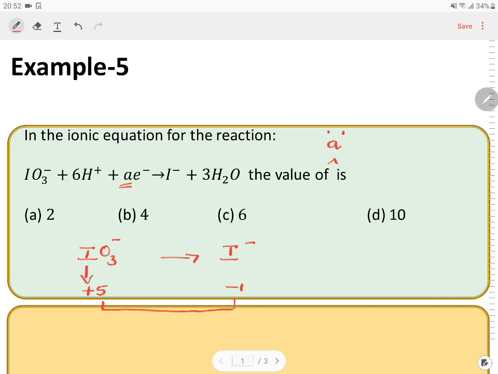+5, +4, +3, +2, +1, 0, then -1. So we need to add 6 electrons. Therefore, our final equation should be IO3⁻ + 6 electrons giving I⁻. Because there is only one central atom, no need to worry about the other things.